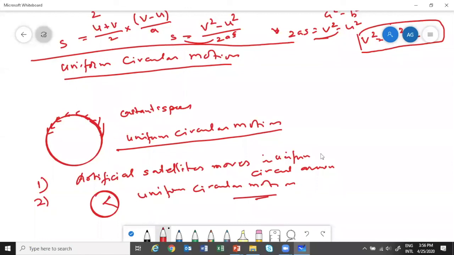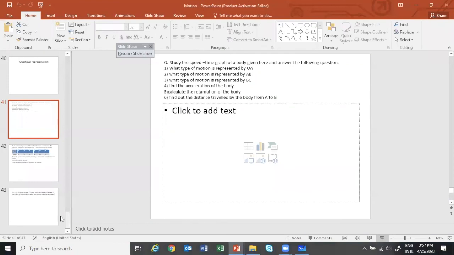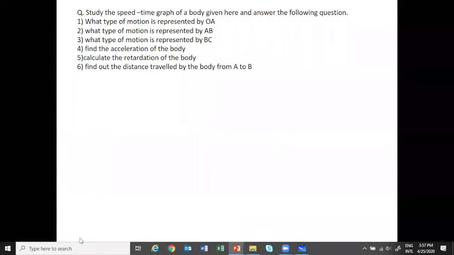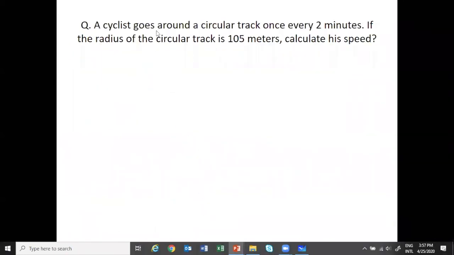Yes, the revolution of a planet around the sun, right? A merry-go-round, if the speed is constant. So these are the examples. Now I'll ask one question, if you can see the screen: a cyclist goes around a circular track once every 2 minutes. If the radius of the circular track is 105 meters, calculate his speed.